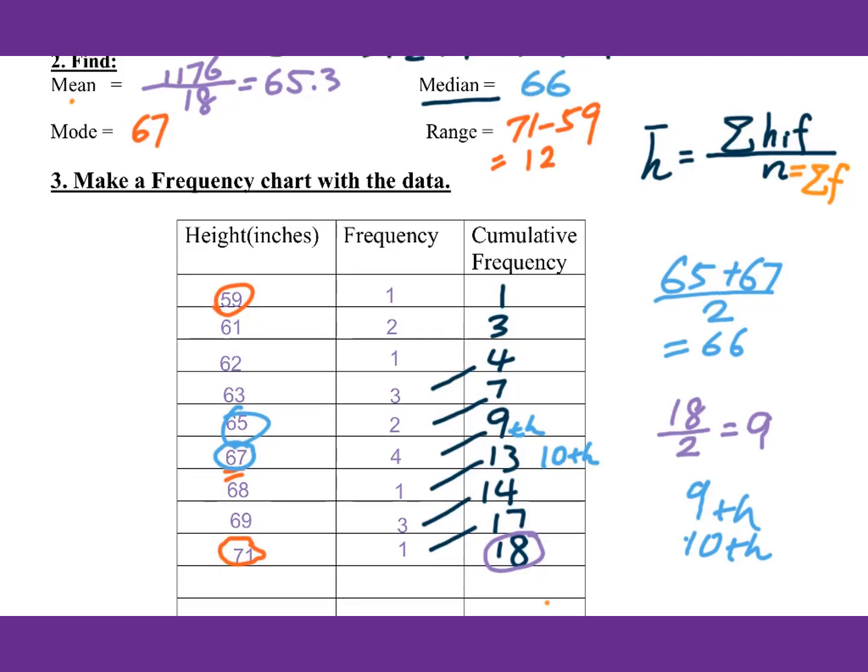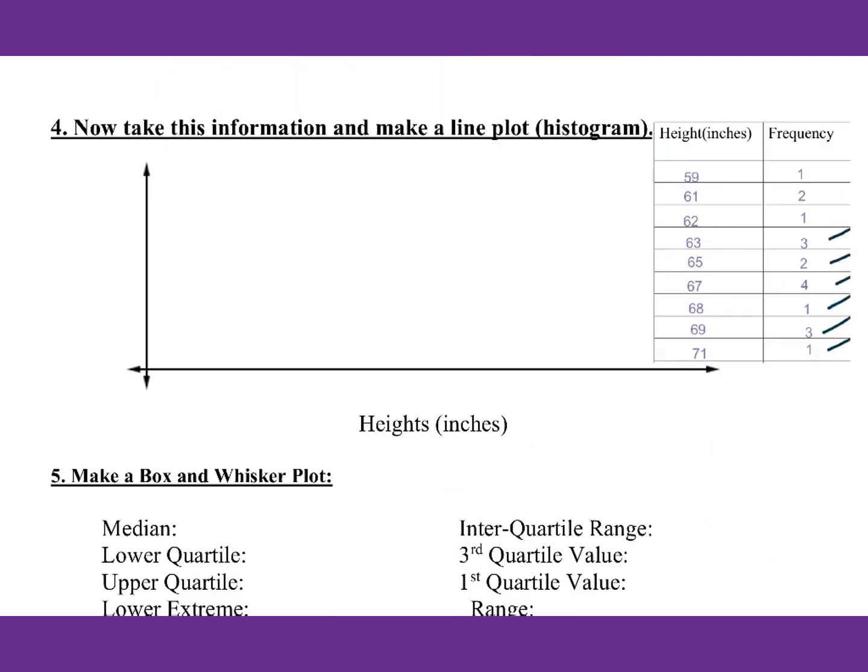If this kind of data is given for the IB exam, you just plug into stat and figure it out by graphing calculator. In this project, the students are required to show the work so that they know the concept behind the graphing calculator. For 4, now take this information and make a line plot.